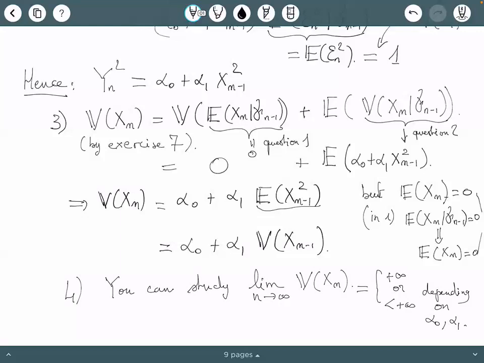This kind of model is very used in finance to describe time series. There are more complicated models, but it is a basic one.